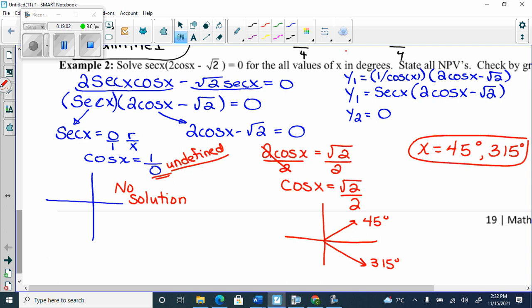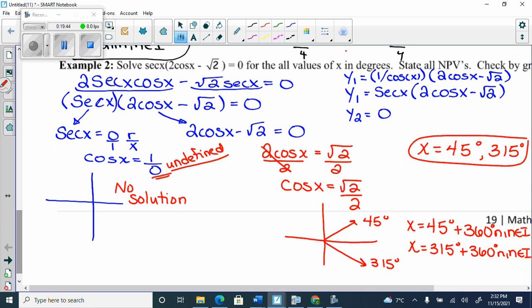Now, it wants it for all values of x. So, what does it want? General solution. So we're going to go x equals 45. Can I put these together? If you put them together, then it won't work, right? Because the only way you can put them together is if they're directly across from each other. So this one and this one I can't. They're side by side. So it's going to be 45 plus 360 degrees n, n an integer. And x equals 315 plus 360 degrees n, n an integer.